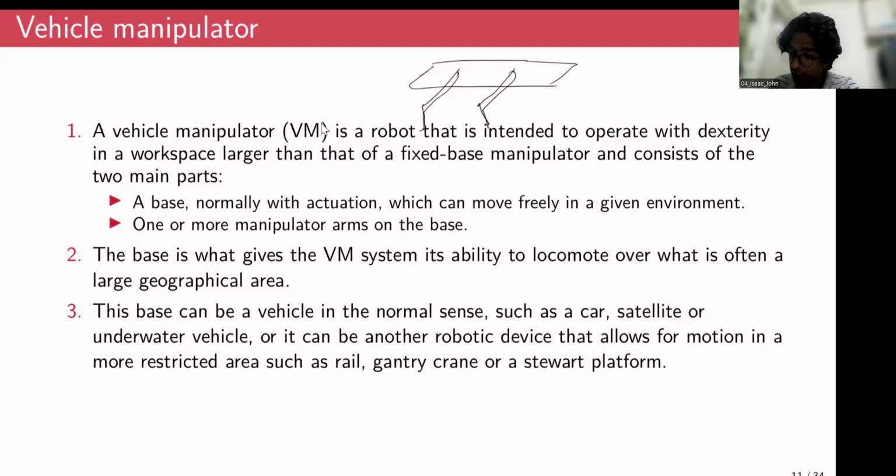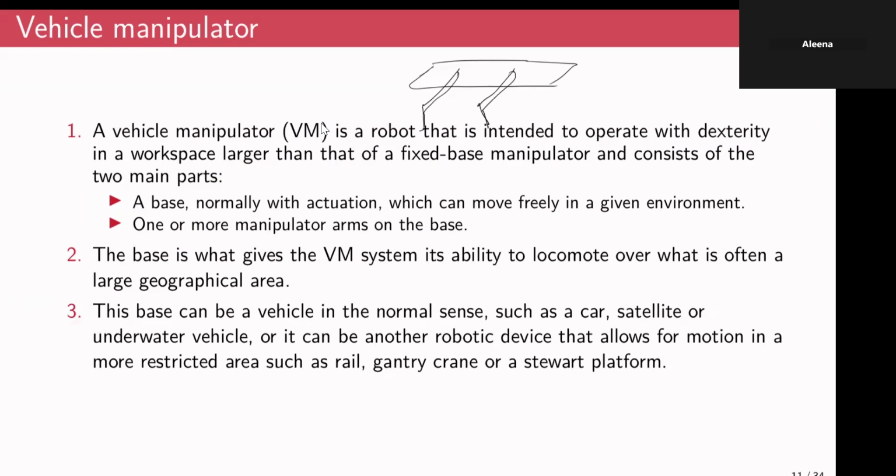The second point is that the base is what gives the vehicle manipulator system its stability to locomote over what is often a large geographical area. So typically an arm is constrained within its workspace, but a base would essentially make its workspace unbounded or unconstrained.